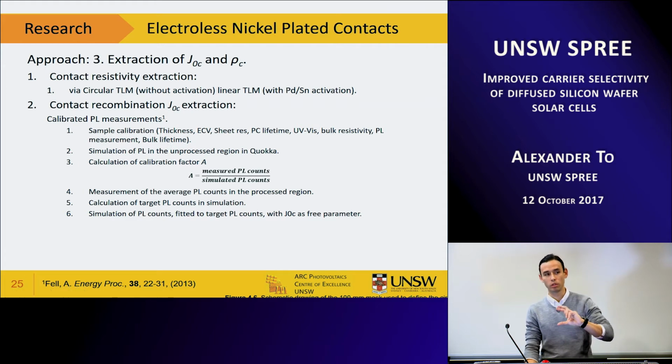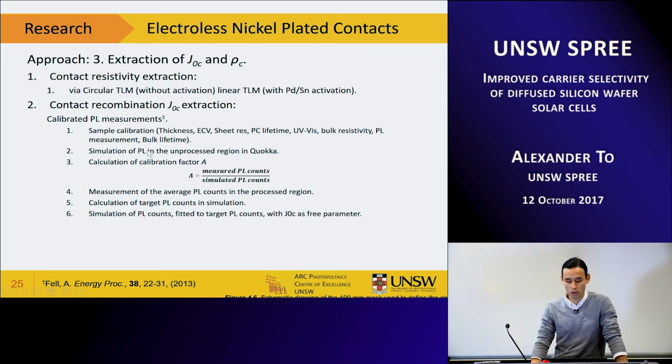You can then simulate that structure in Quokka and essentially take an area where you have a metallized and a non-metallized region, and the only thing that you don't know is the J0 of your metallized region. You can get the PL that you measure from your image to match the PL that Quokka simulates just by having that single free parameter, which is your contact recombination. So that's all in a paper there, and if anyone has any questions, I'm happy to explain that in more detail. But that's essentially the process and the idea behind the process.